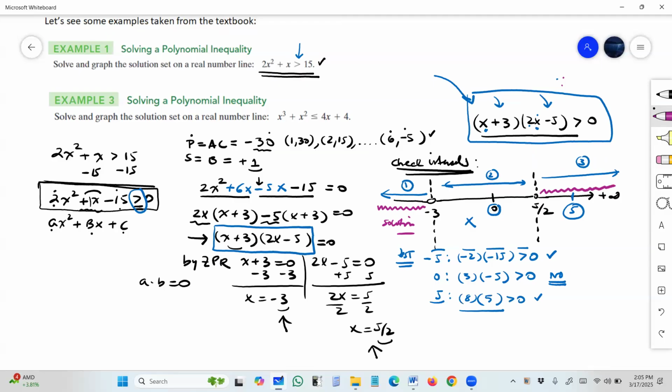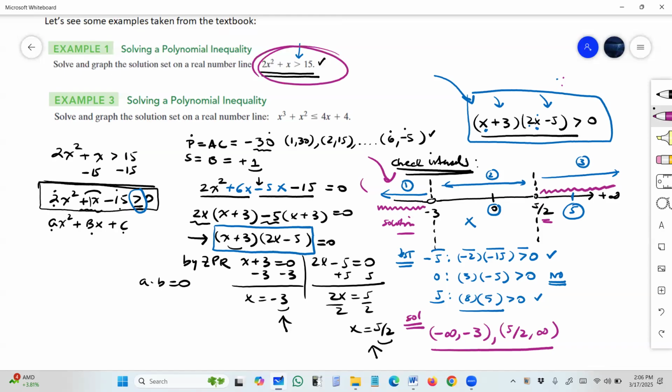So now my last step is to write the solution in interval notation. Okay, again, I'm not going to review the details of interval notation, but I am going from -infinity on the first interval to -3. And you don't need to use the union symbol. A comma is just fine. And I'm going from 5/2 to +infinity. So this is the solution to this problem right here.